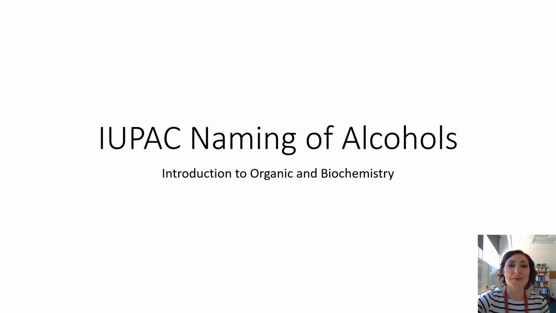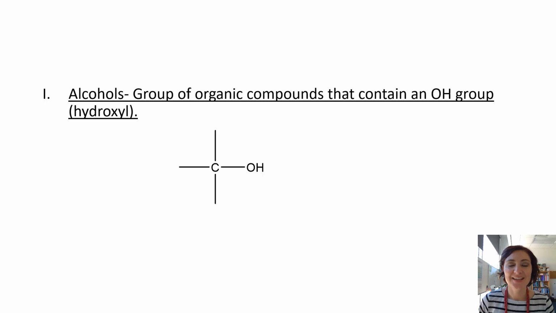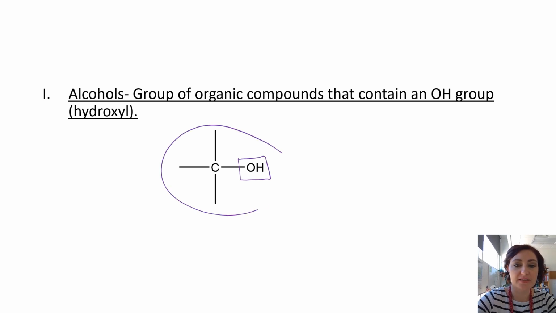In this podcast, we're going to go over how to name alcohols using the IUPAC naming system. All right, so we're going to start where we start with every family and functional group. Alcohols are a group of organic compounds that have a hydroxyl group attached to a carbon. So this is your hydroxyl group, which makes this entire molecule part of the alcohol family.